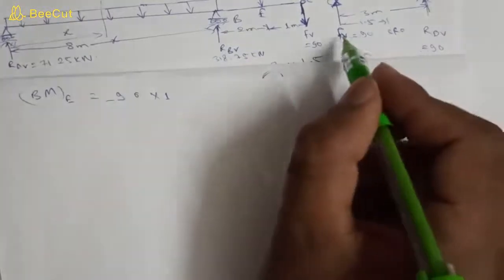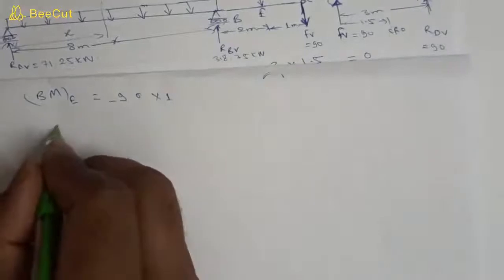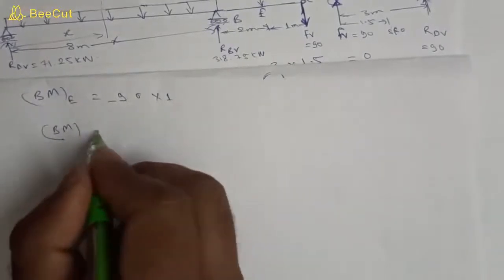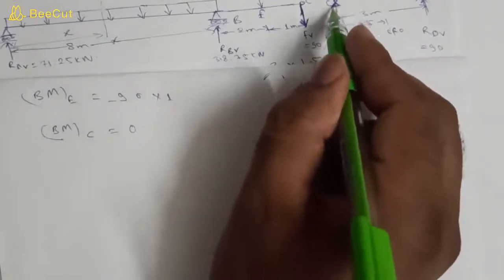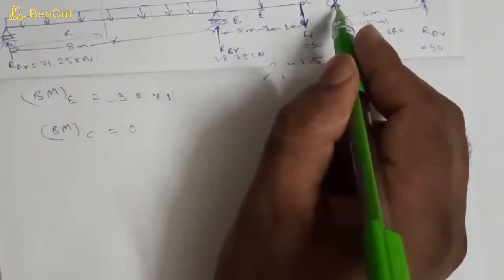Now for the right hand side of the beam, bending moment at C will become 0, because there is only force and distance is 0. Force into distance is equal to 0.